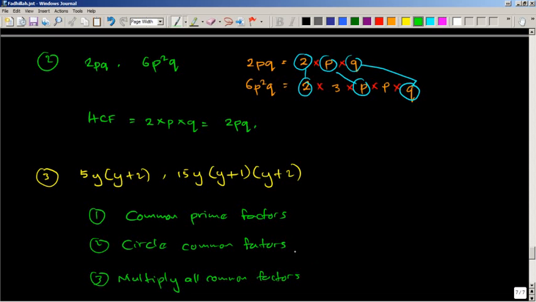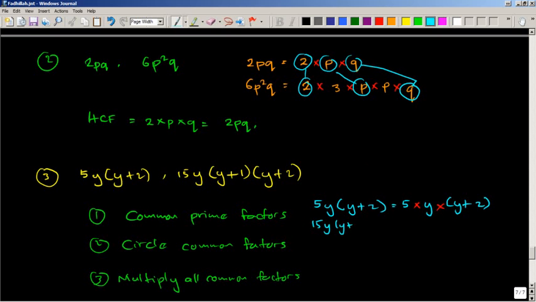I don't know what to do. Okay, let's work together. Okay, common prime factors for 5y(y plus 2). Apa dia? 5. Lagi? Ada 3 aja common factors ni. y and y plus 2. Okay, we put y plus 2 as a factor now. Okay tak? If you multiply them together, 5 times y times y plus 2, you will get 5y(y plus 2) lah.